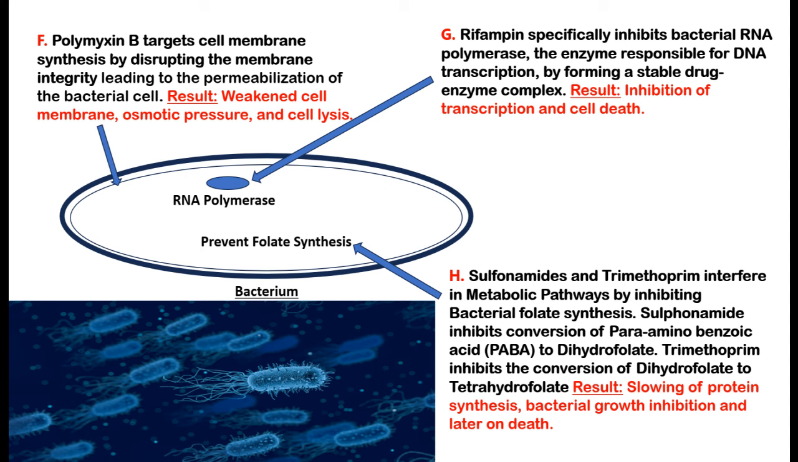H. Sulfonamides and trimethoprim interfere in metabolic pathways by inhibiting bacterial folate synthesis. Sulfonamide inhibits conversion of para-aminobenzoic acid, PABA, to dihydrofolate. Trimethoprim inhibits the conversion of dihydrofolate to tetrahydrofolate. Result: slowing of protein synthesis, bacterial growth inhibition, and later on death.